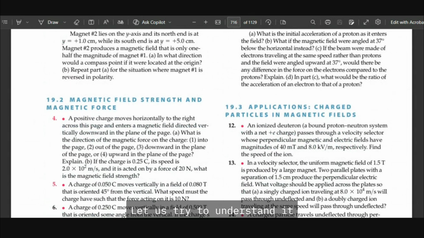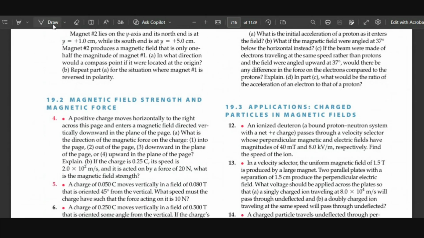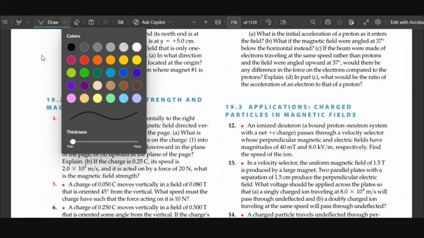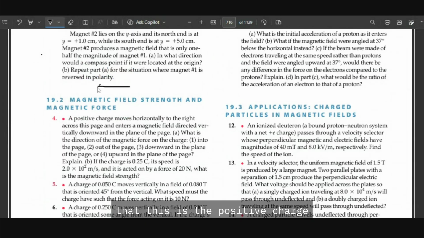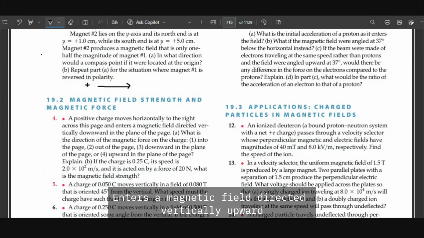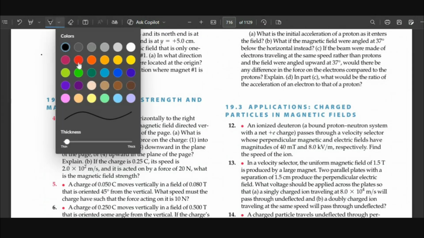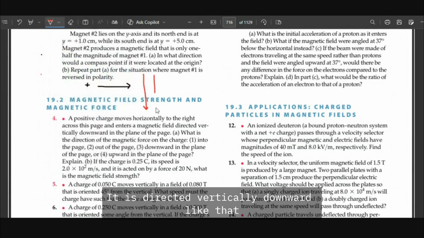The question says, let us try to understand it. A positive charge moves horizontally to the right across this page. So we can imagine that this is the positive charge and it is moving towards the right like that. It enters a magnetic field directed vertically downward. So there is this magnetic field. It is directed vertically downward like that.